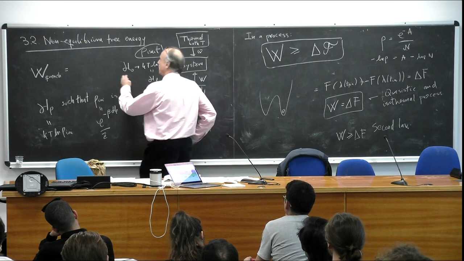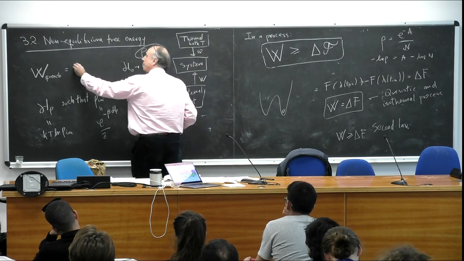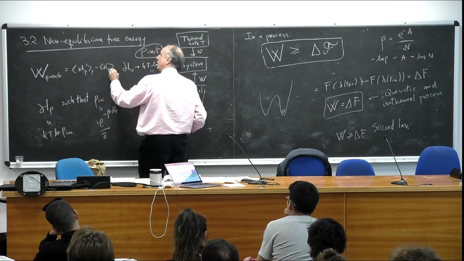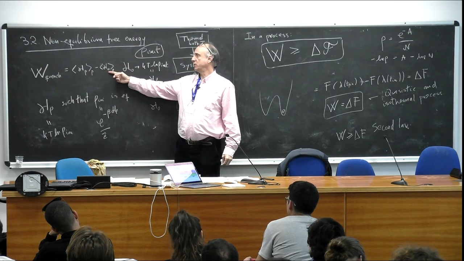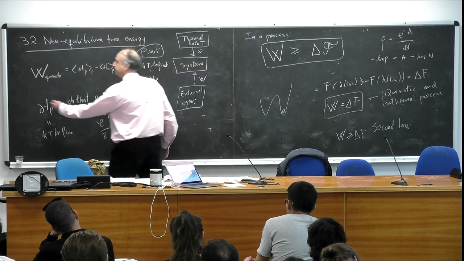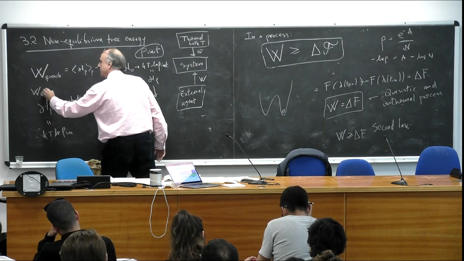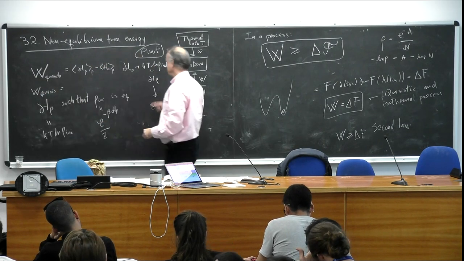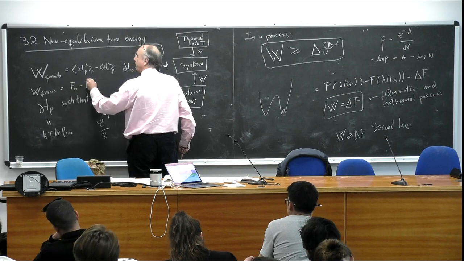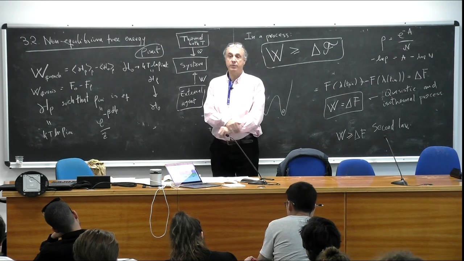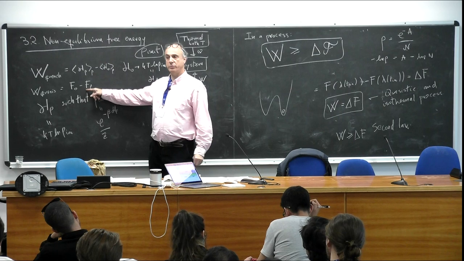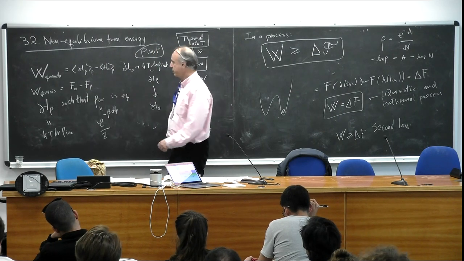In the first quench I've changed from H rho to H0. So initially I have an energy H0 averaged over rho, and finally I have an energy H rho averaged over rho. And then in the quasi-static part, which is this one, from H rho to H0, everything is in equilibrium. So I can apply what I have derived before, the free energy of 0 and the free energy of rho, the equilibrium free energy.